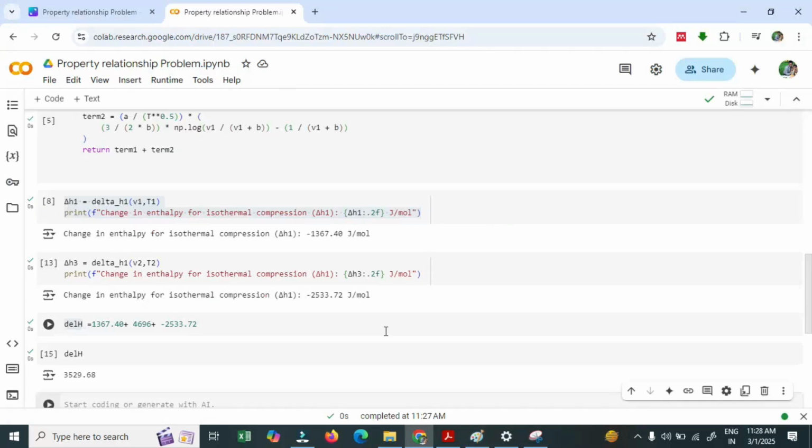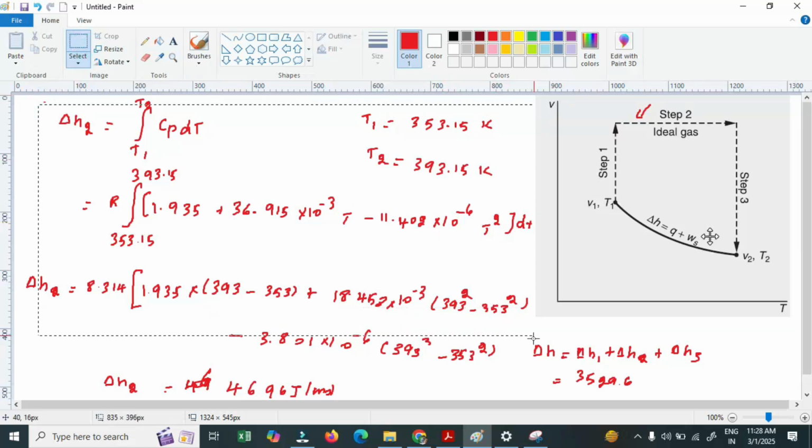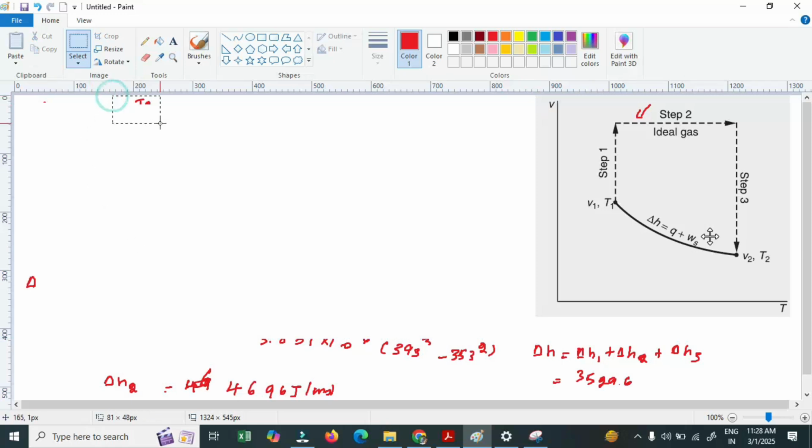And once I know the del H value, it is simple. The only thing we were asked, what we expected, is to find the Q value. Here del H equals Q plus W, and I want to know Q. That is del H minus W. My del H is 3529 minus my W, which in the problem is given as, I think, 2100 joule per mole.